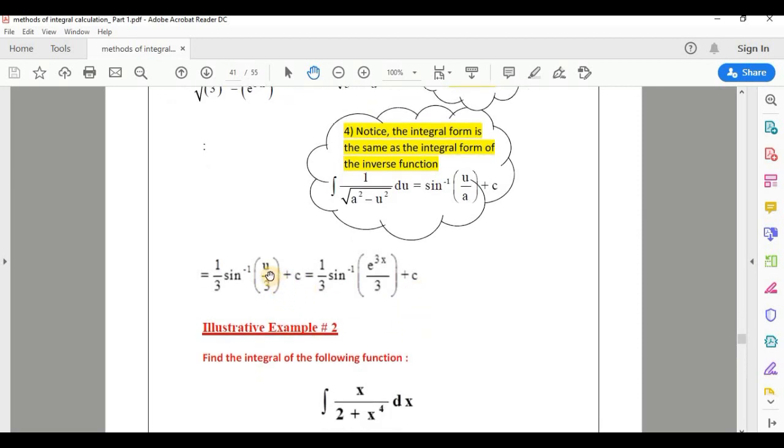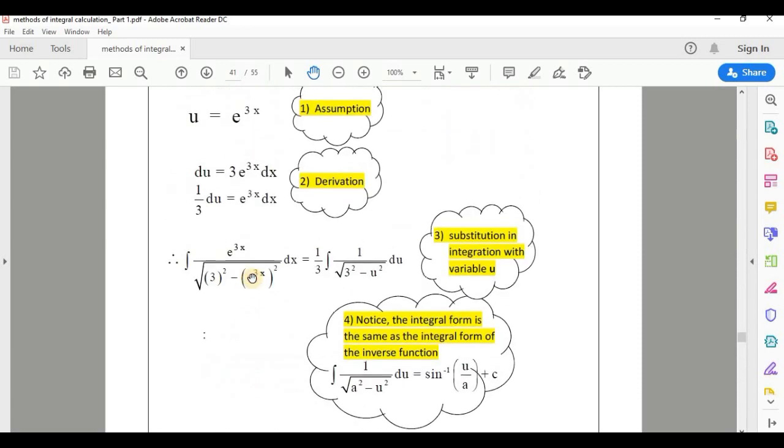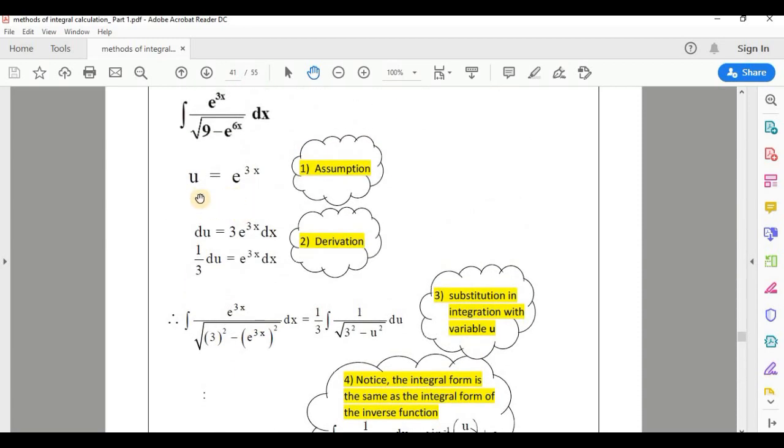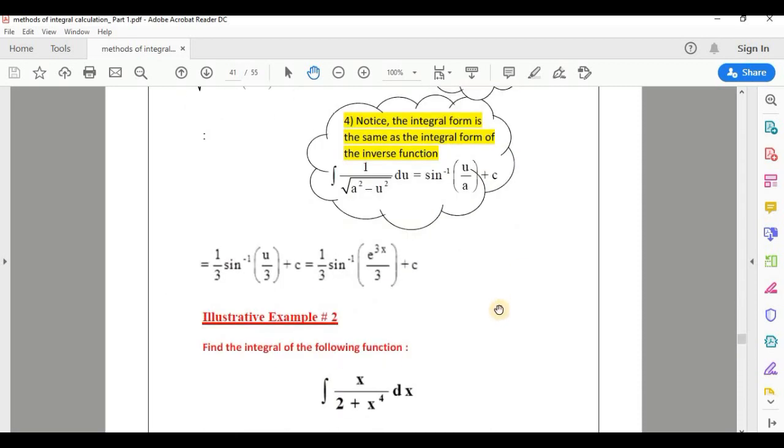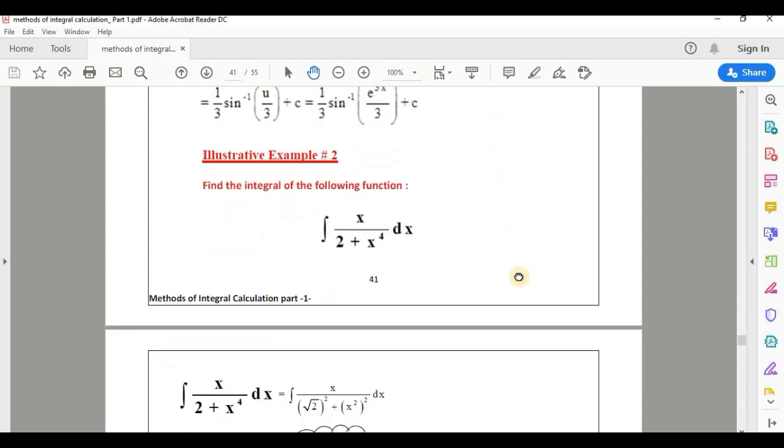Next, we will substitute the value of u. What is u? What we assumed in the first step. It will be e to the power 3x. The final result will be this one. Let's see the second example.